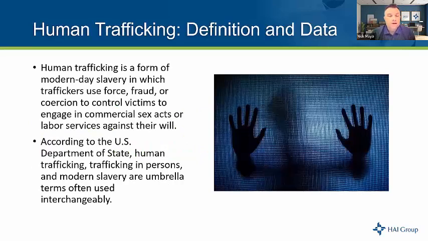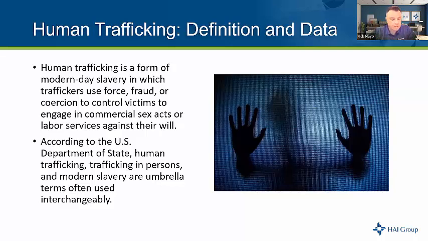So to start off, we are going to talk about just some brief definitions and data behind human trafficking. Human trafficking is a form of modern-day slavery in which traffickers use force, fraud, or coercion to control victims to engage in commercial sex acts or labor services against their will. According to the U.S. Department of State, human trafficking, trafficking in persons, and modern slavery are umbrella terms often used interchangeably.